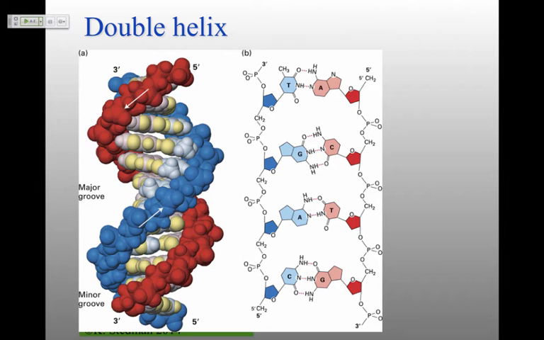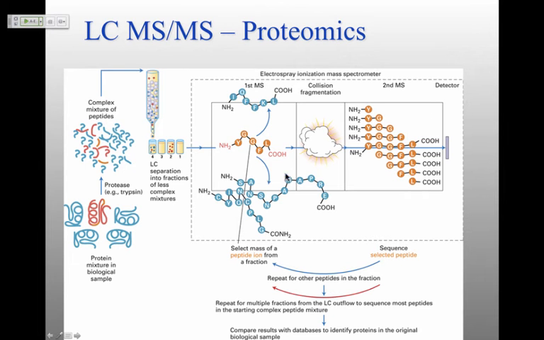When people talk about proteomes, they're talking about all of the proteins in one particular cell, one particular sample. And so you talk about analyzing all of them. So I would say in this case, proteomics would be, let's back up a slide, analyzing all of the fractions from your liquid chromatography. So every single one of those. So you're looking at multiple different proteins.